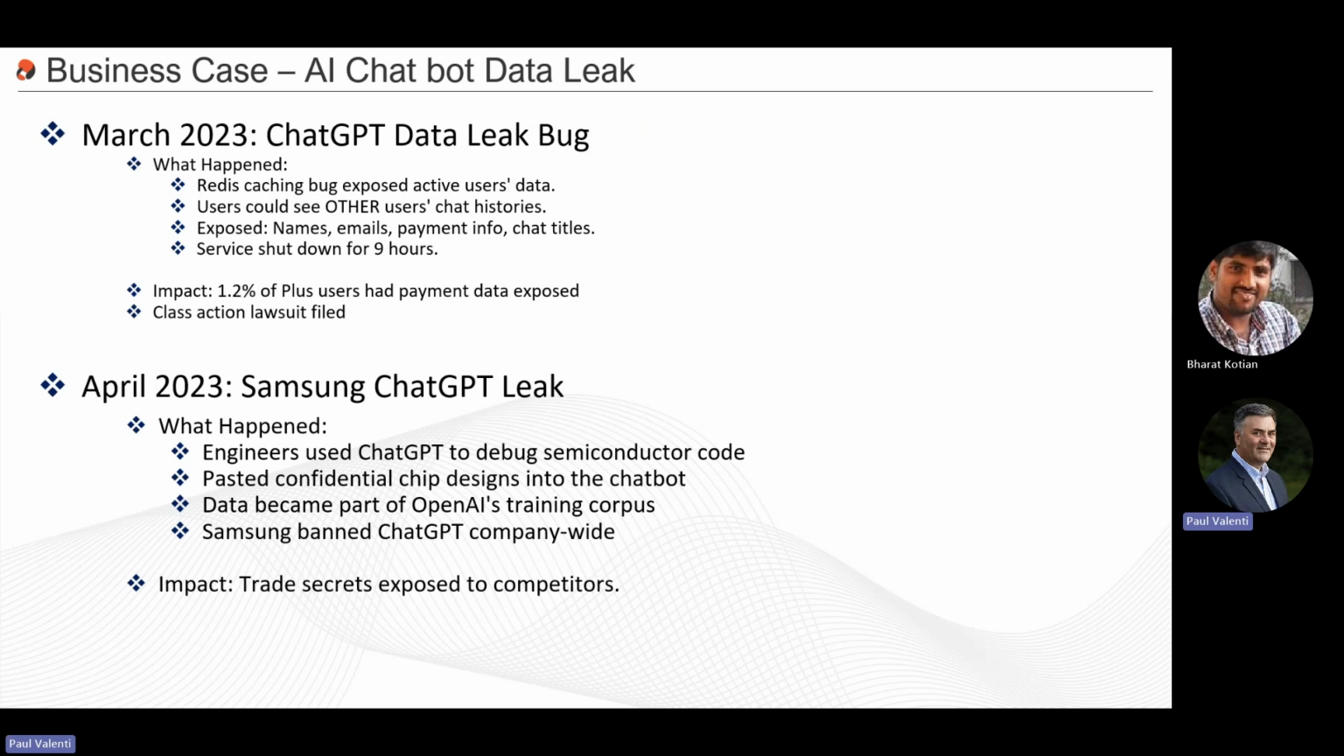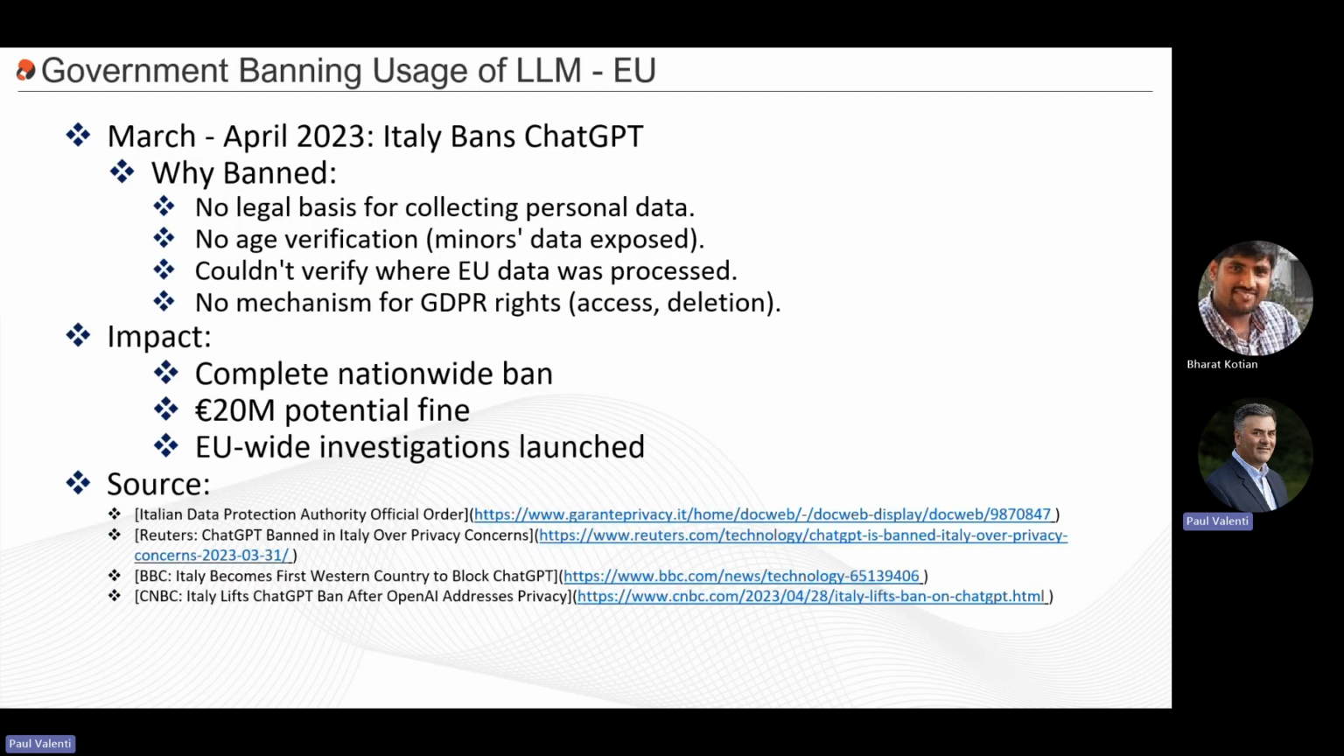In the first example, Redis was caching exposed user PII data. In the second example, Samsung engineers exposed intellectual property through an unsecured ChatGPT. And in our final example, the Italian government banned ChatGPT because personal data was not being protected. As you can see in all three instances, there's always a monetary impact, and it can be substantial.